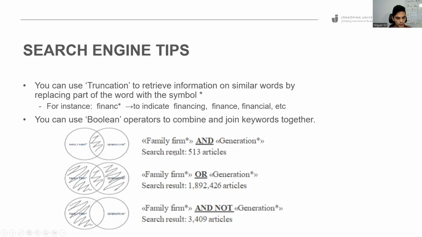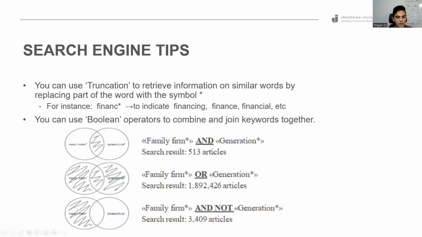You can use these arrows or this sign as well, I'll come back to the name of these things later, and you can put your concept. Here we use the star because we want family firm or firms, also with the S. So those are the tricks that are useful. So you will use family firm, star, and then the other concept, generation, and then we also have the star because we care about generation and generations.